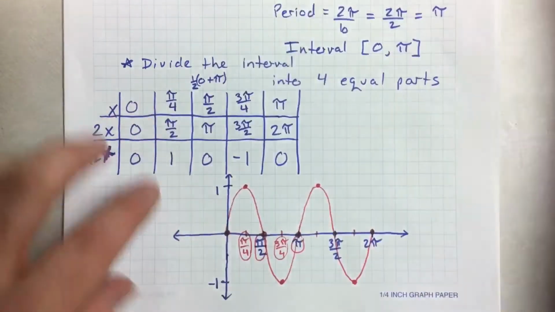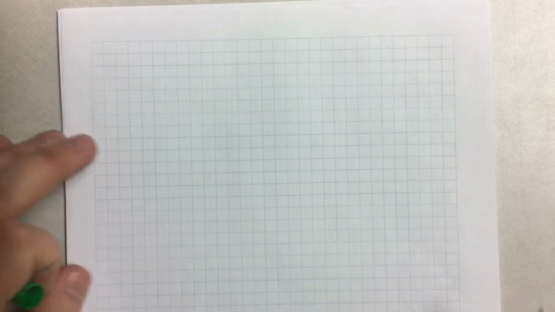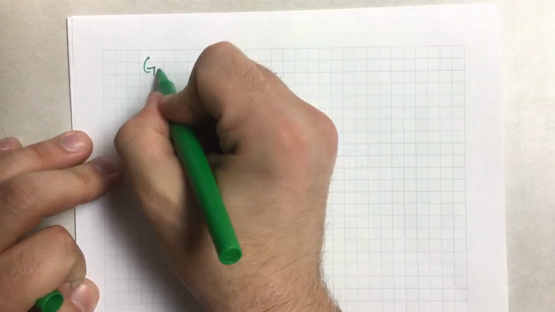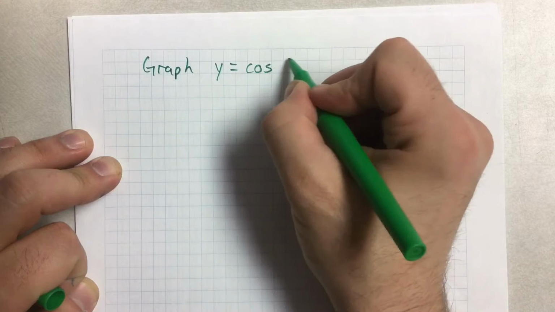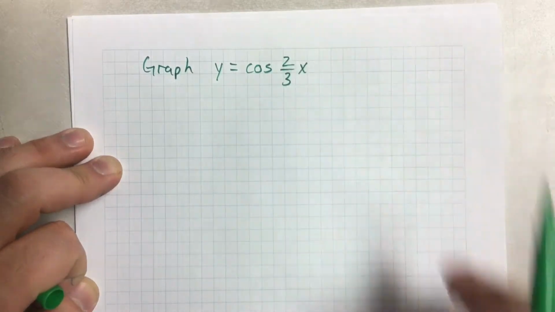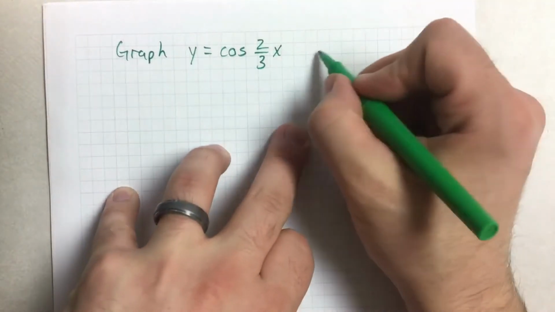So let's try another. So let's graph the function y equals cosine of 2/3 x. Okay, so 2/3 x. So amplitude of 1, great.